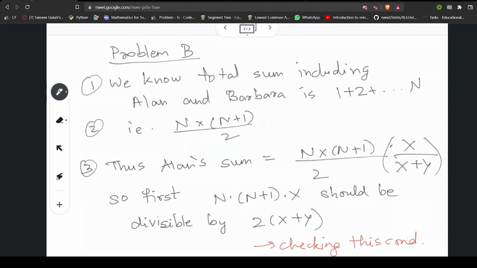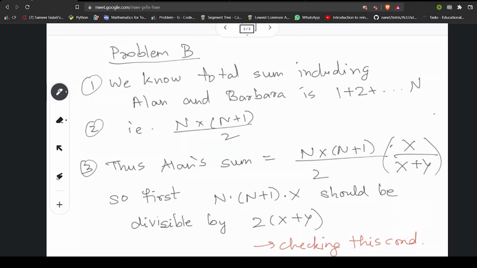Okay, problem B. Now we know that since either Allen or Barbera has to have each number from 1 to n, the total sum would be 1 to n, 1 to n for both of them, adding both of them together. That is n into n plus 1 by 2. Thus Allen's sum will be the xth fraction of the total sum. So Allen's sum will be n into n plus 1 by 2 multiplied by x divided by x plus y.